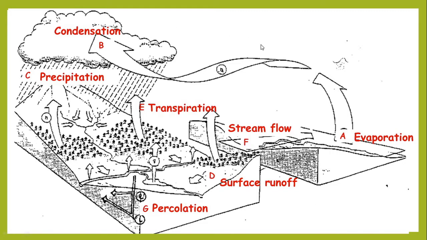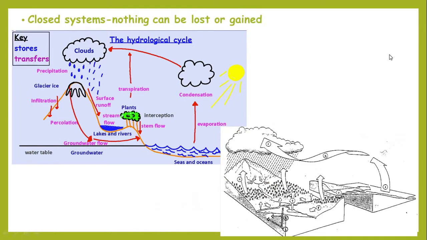So this is the water cycle that we've been looking at, just drawn in a slightly different way. So this is the one that you're more familiar with, that we drew last lesson, and this is the one we've just looked at. Both of them are a diagrammatic representation of the hydrological cycle. The hydrological cycle is what we call a closed system. Nothing can be lost or gained. We cannot lose any water out of our atmosphere to space, nor can we gain any water from outer space into our atmosphere. Not that there is any water in outer space. Space is a vacuum. So the water cycle is a closed system.